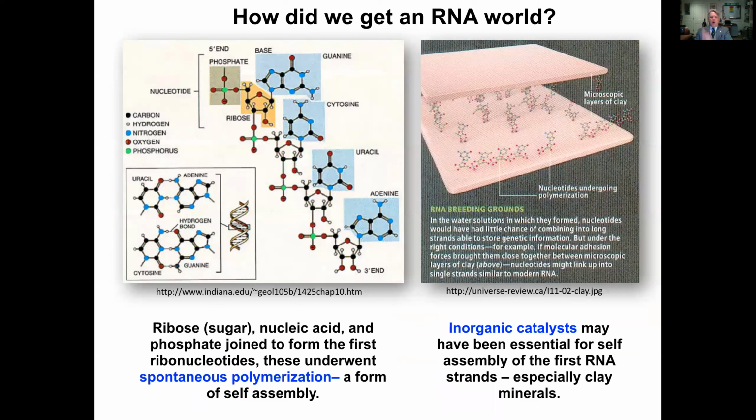So how did we get to an RNA world? First, ribose, nucleic acid bases, and phosphates must have joined to form the first ribonucleotides. And these would have had to undergo a spontaneous polymerization, a form of self-assembly. Remember, self-assembly is key to the origin of life. And it's hypothesized that inorganic catalysts may have been essential for self-assembly of the first RNA strands. And people have speculated that perhaps clay minerals were the inorganic catalyst that allowed this self-assembly of early RNA.